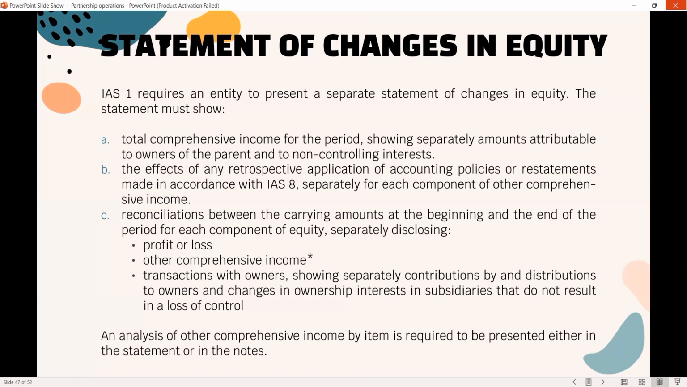So dito naman sa statement of changes in equity, those are the required items in preparing the statement of changes in equity. Dapat we all know how to do the statement of changes in equity. We should provide again reliable and relevant information when doing these financial statements. So, next slide.